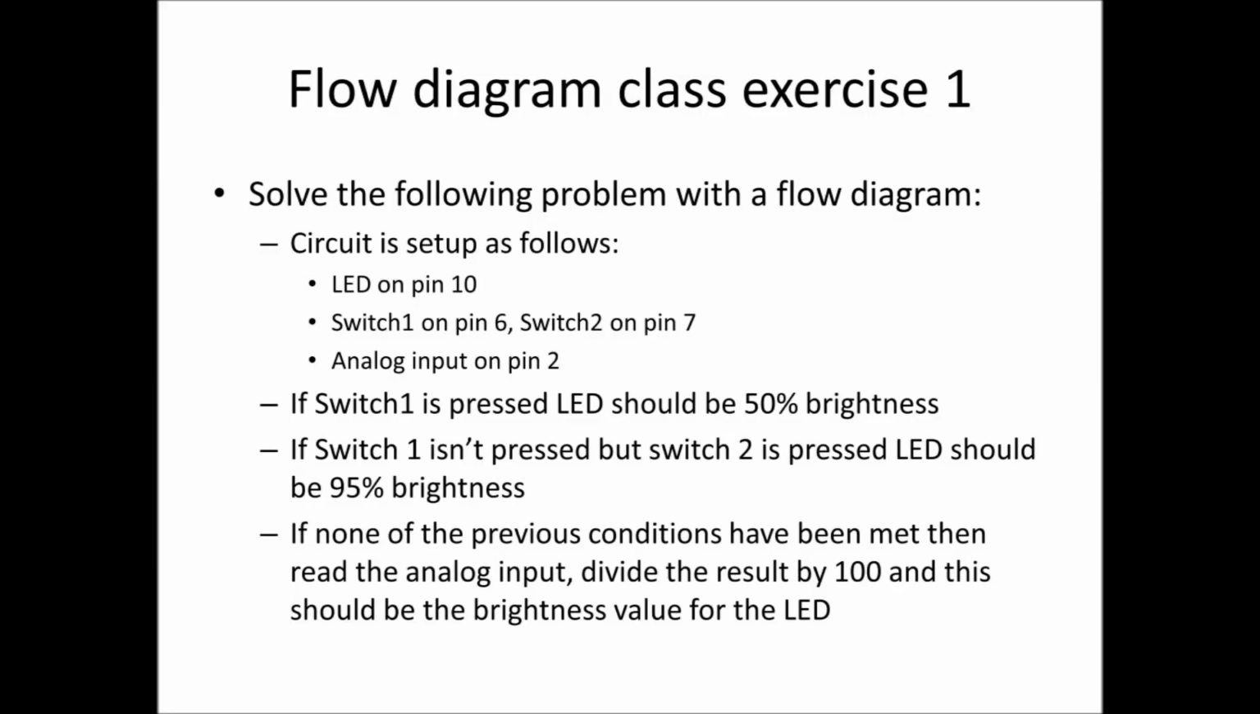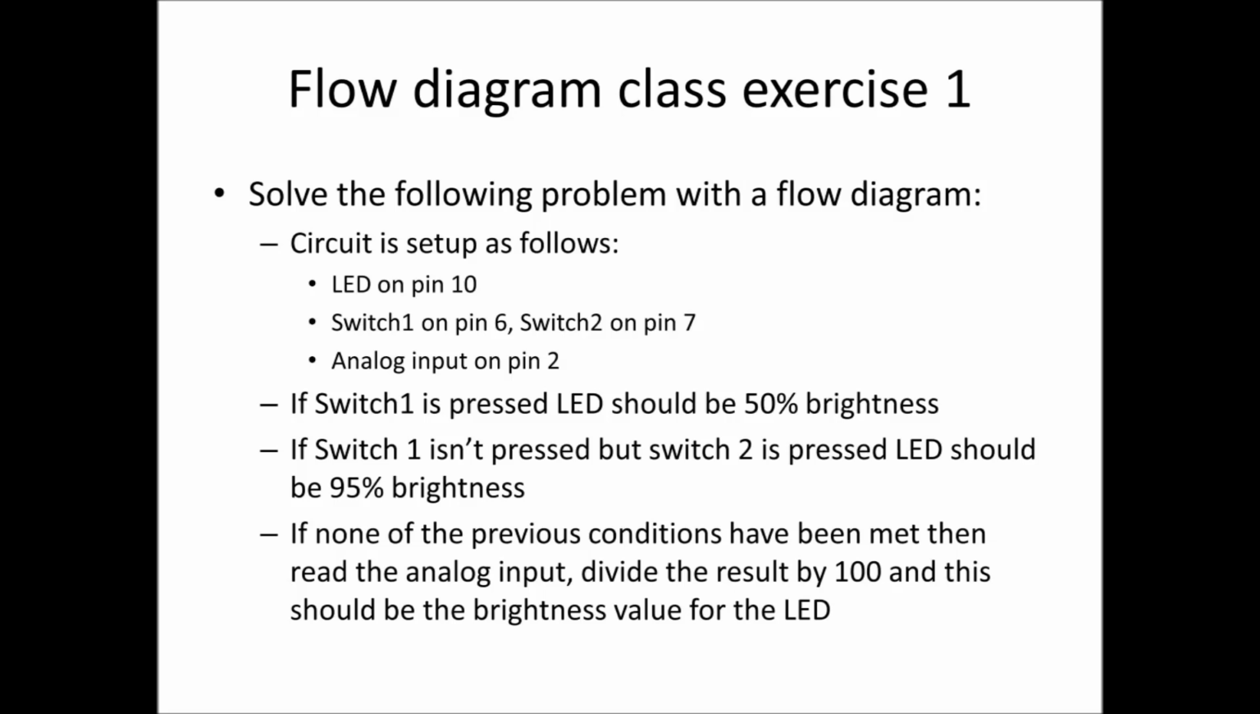Let's go through that more complex example now. We're going to solve this particular problem. We're going to create a flow diagram and use that flow diagram to write our code. So we have a circuit that has the following: an LED on pin 10, two switches, one on pin 6 and one on pin 7, and an analog input on pin 2. And the behavior needs to be as follows.